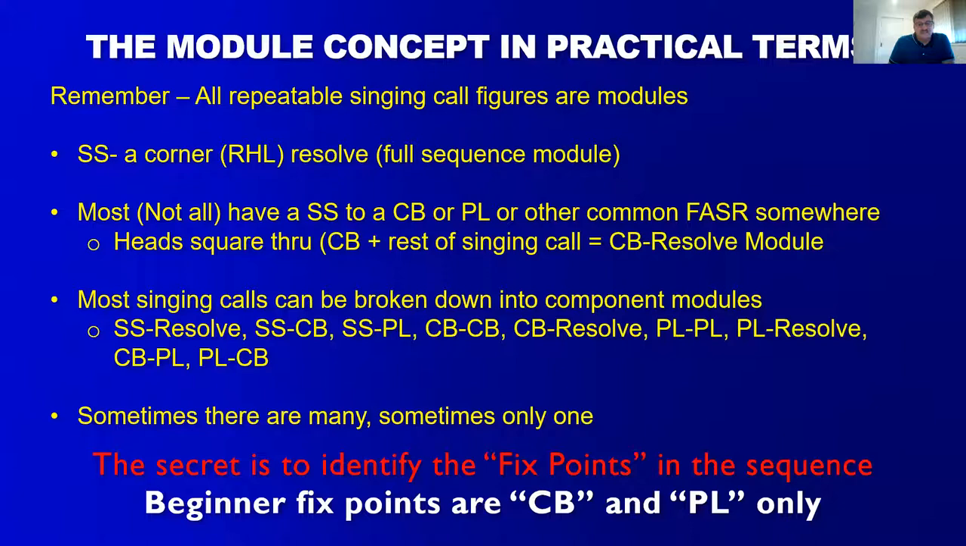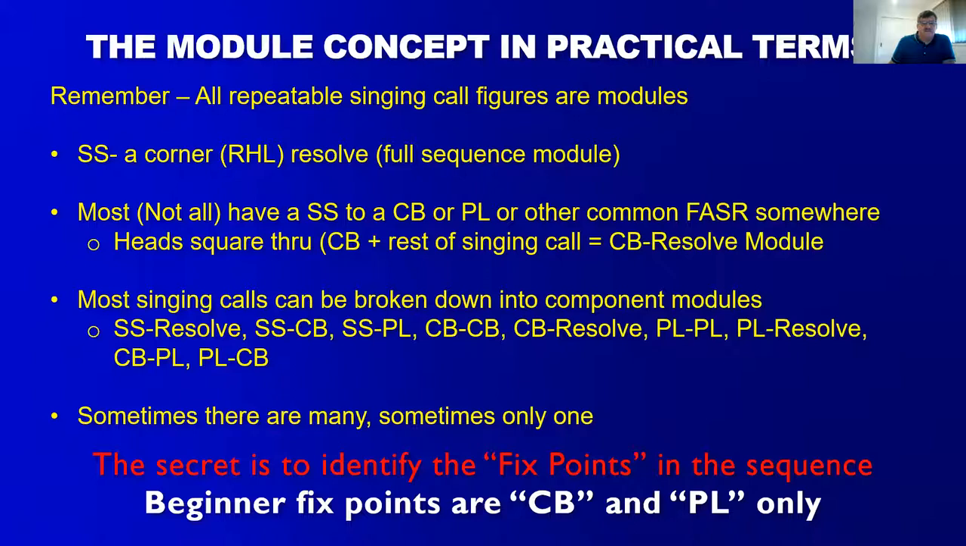The get-in of the singing call, for example, head square through, might be a single movement that takes you to a corner box. Everything after that head square through is a corner box to a resolution module. The rest of the singing call might be, depending on the ending formation, if the ending formation is also a corner box, a corner box to a corner box module. And the singing call can be broken down further.